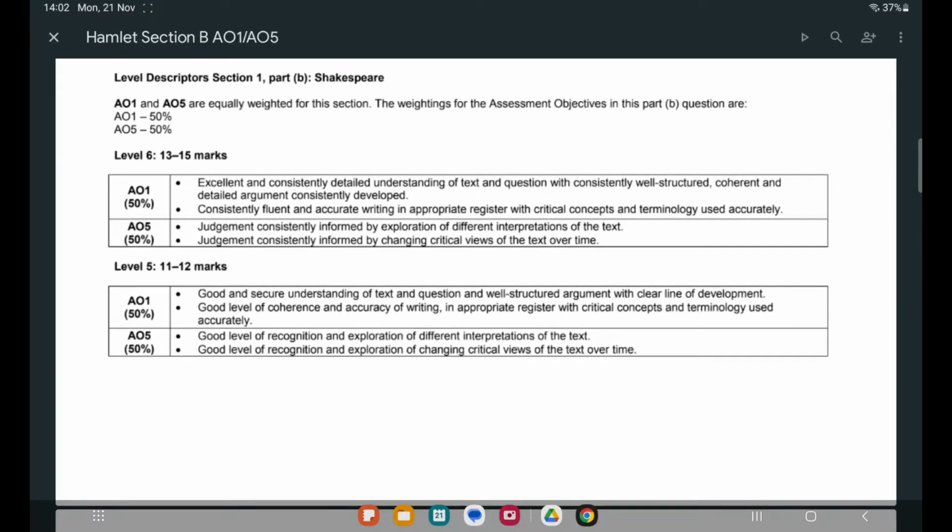Each get 50% weighting. AO1 is your argument, how you structure that argument, making it coherent, using critical concepts, terminology, and using appropriate language, the right register, and putting all that together to make a fluent, coherent response. And AO5, different interpretations of the text.